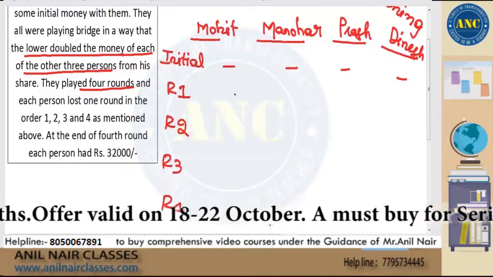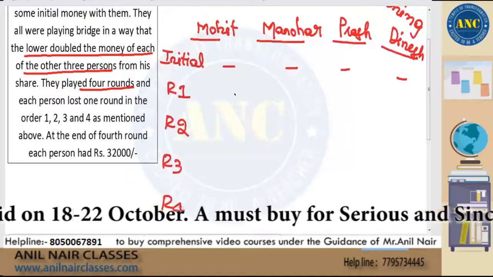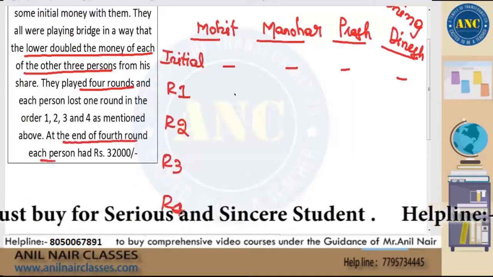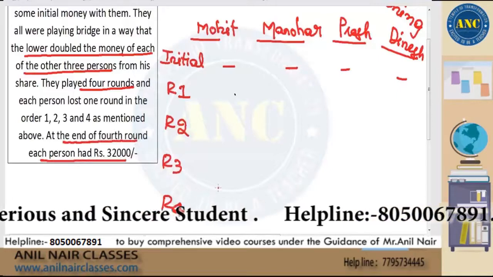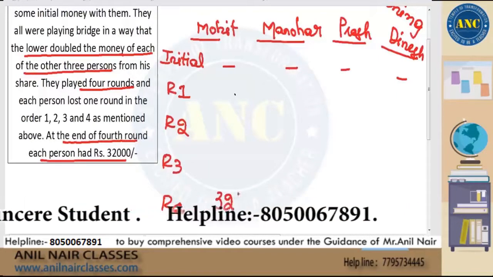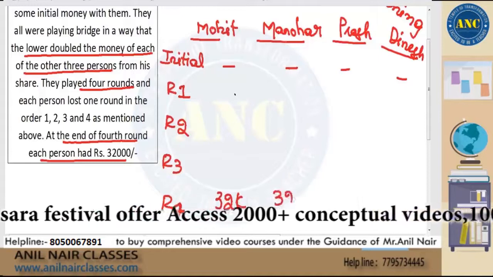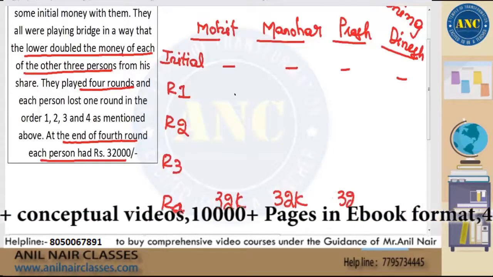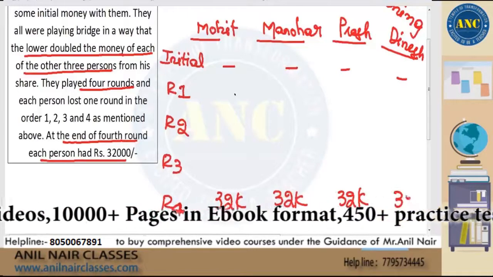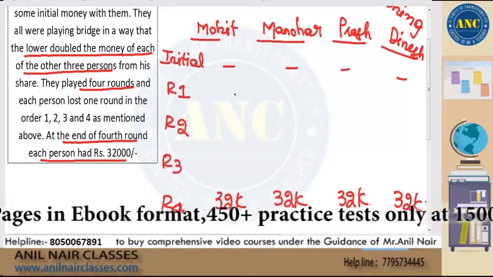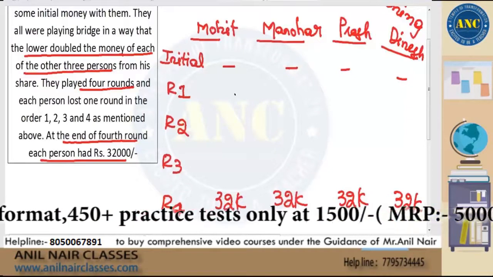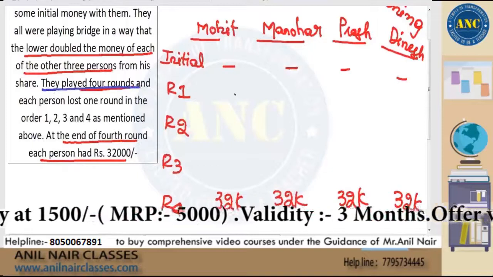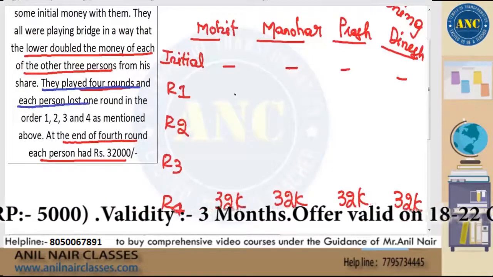Listen carefully, sir. Round 1, round 2, round 3, round 4. At the end of the 4th round, each person had 32,000. Mohit got 32,000, Manohar got 32,000, Prashant got 32,000 and Dinesh got 32,000. This is the end of the 4th round. There is another key point. They played 4 rounds and each person lost 1 round.